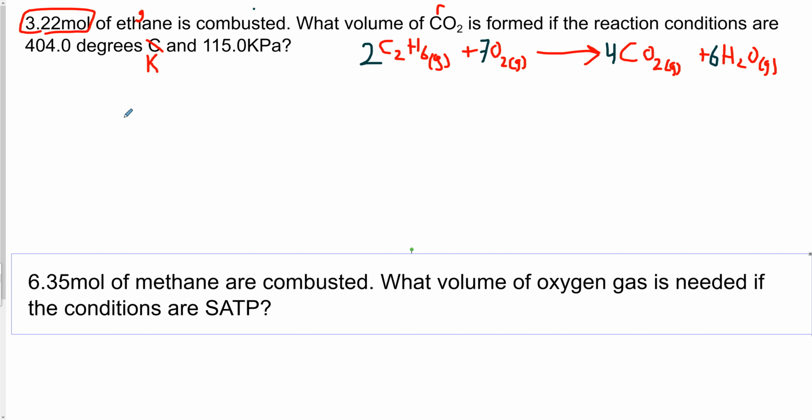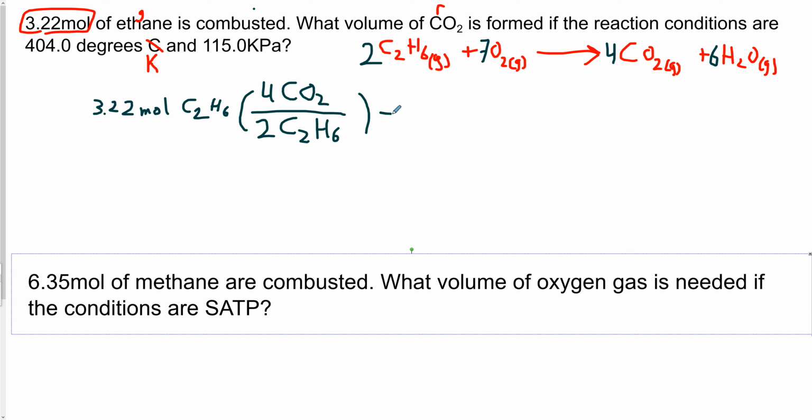So we have moles of ethane. So 3.22 mole of ethane. I'm going to throw it into our mole ratio. Remember, it's required carbon dioxide divided by given. It's going to give us moles of carbon dioxide. So 6.44 mole of CO2 gas.